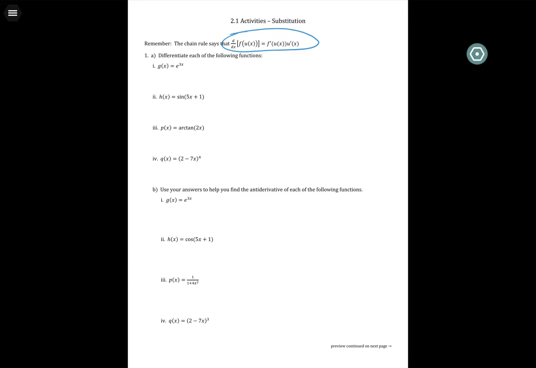So I want you to hopefully first be going through and trying to take derivatives. So if you want to recheck those, remember e to the 3x, e to a function, e to a power is its own derivative. So we'll get e still evaluated at 3x, and then we multiply by the derivative of 3x, which is 3. The derivative of sine of a function should be cosine of that function times the derivative of that function. So the derivative of 5x plus 1 is 5.